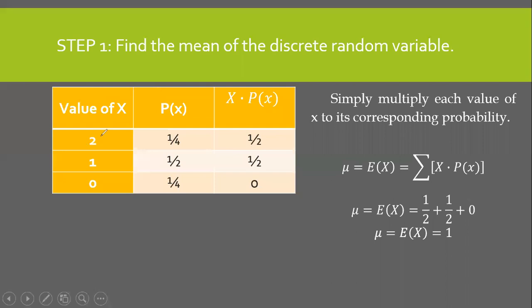So, 2 times 1/4 equals 1/2. Next, 1 times 1/2 equals 1/2. 0 times 1/4 equals 0. If we get the total, the answer is 1. And 1 is the mean of the probability distribution.